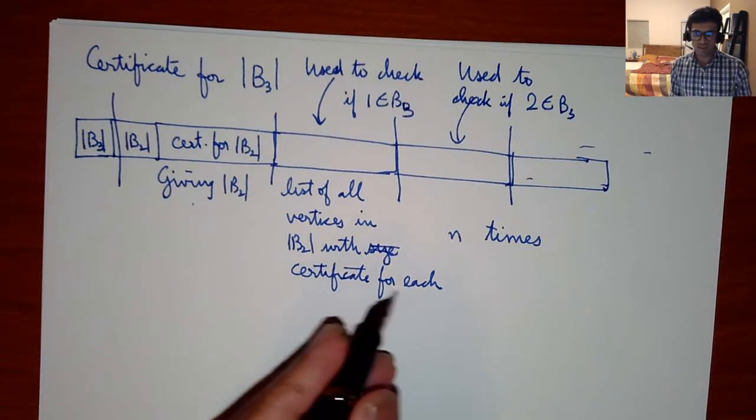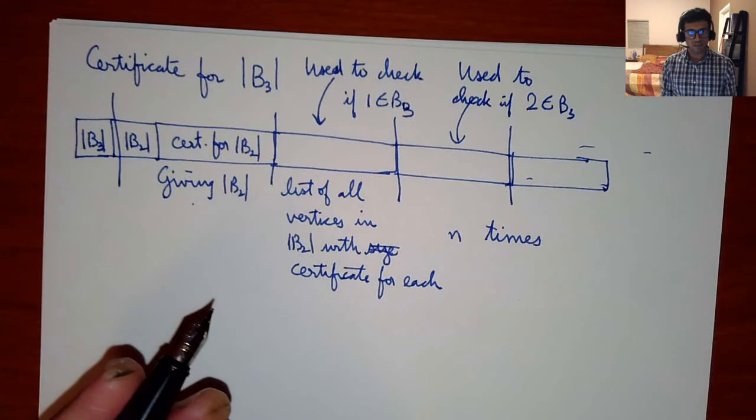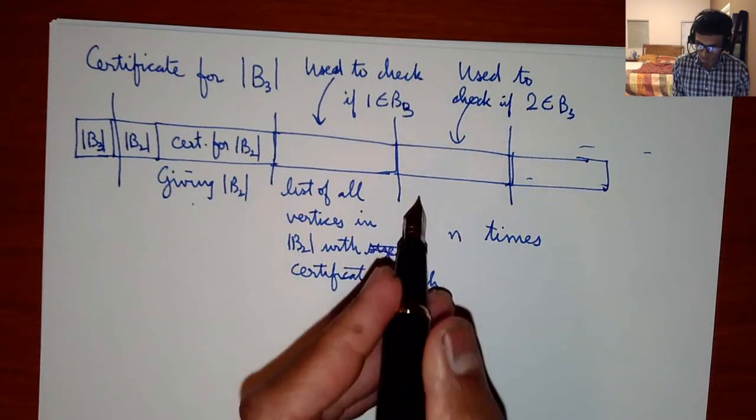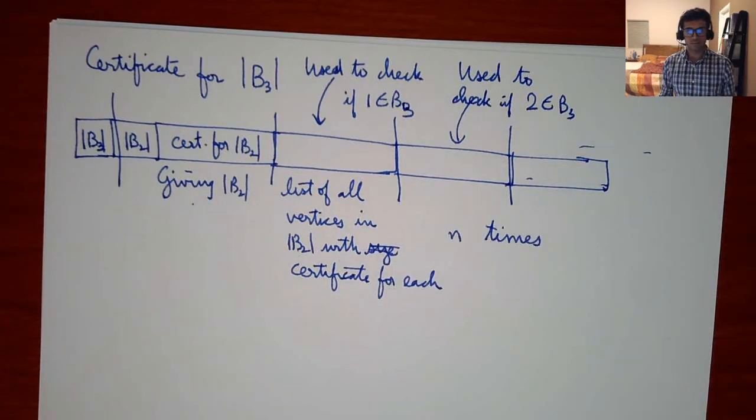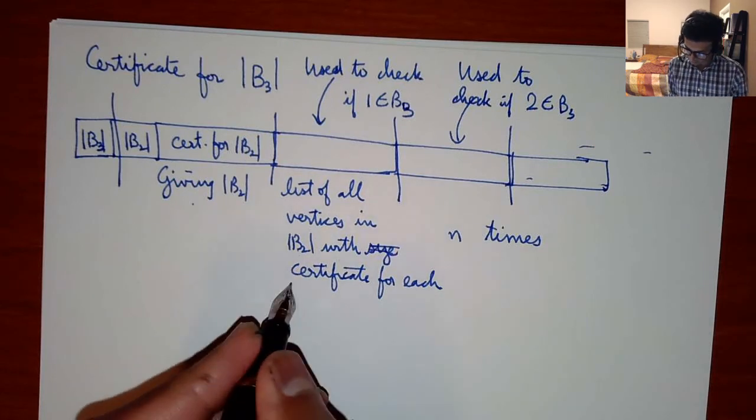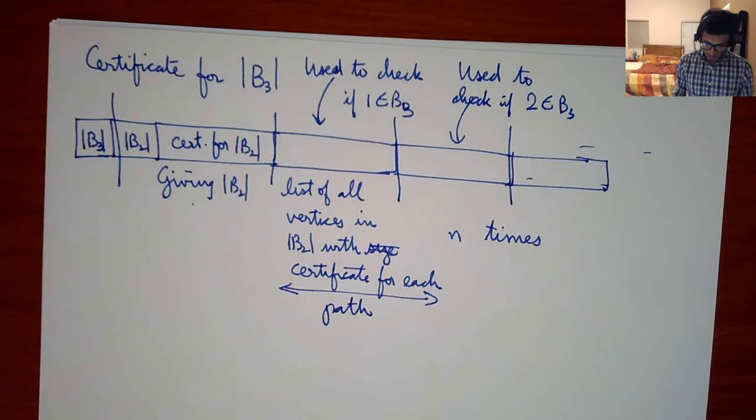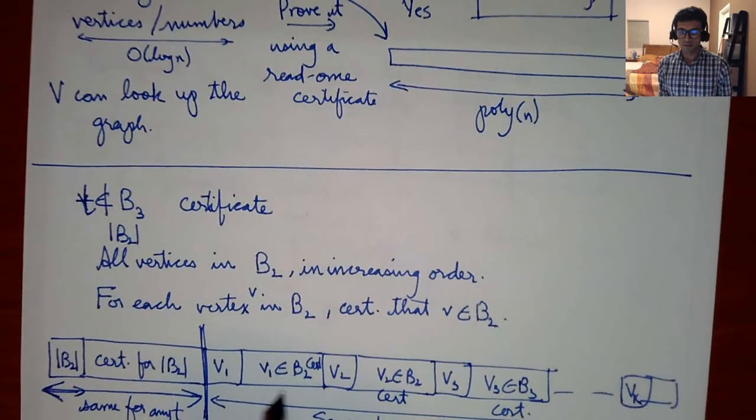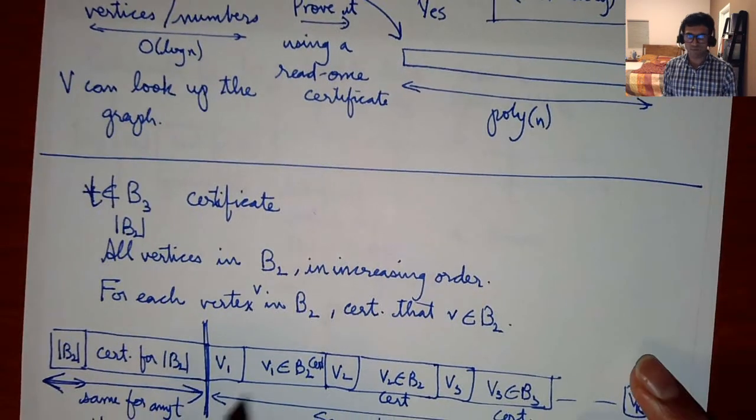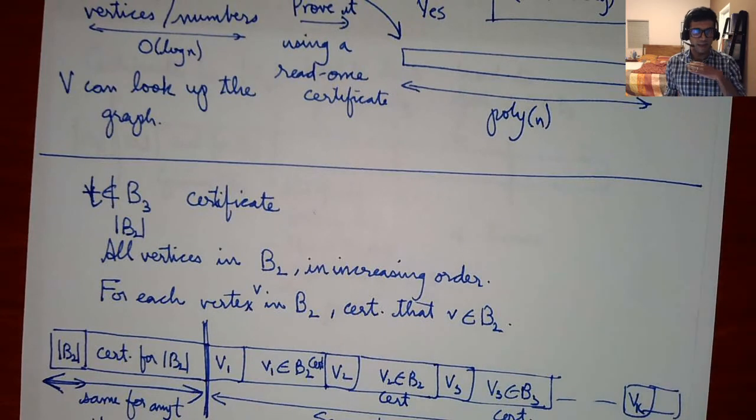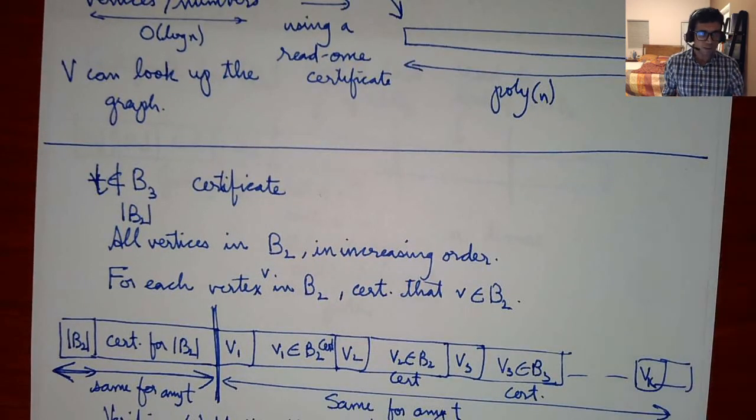If you think about it, this is just a list of n paths, right? Because each of these certificates is just a path. So it's at most, I mean, we're saying it's of length 2, but it's at most of length n, regardless of what size I'm looking at. So it's just at most n paths of length n.